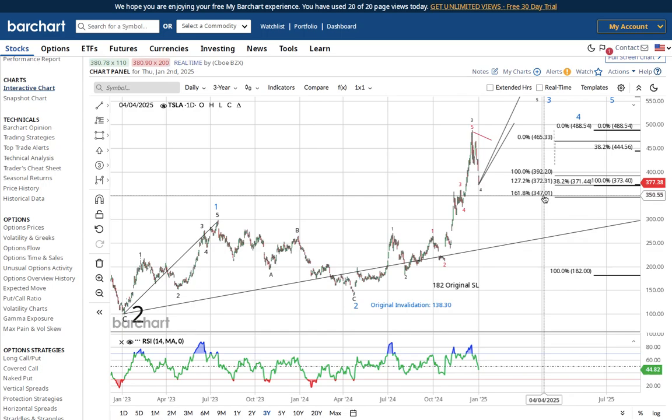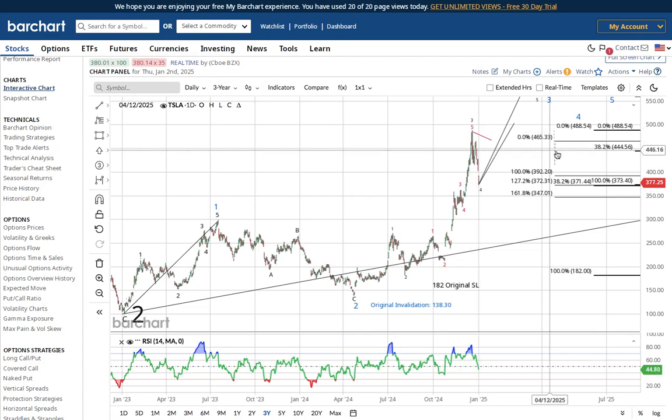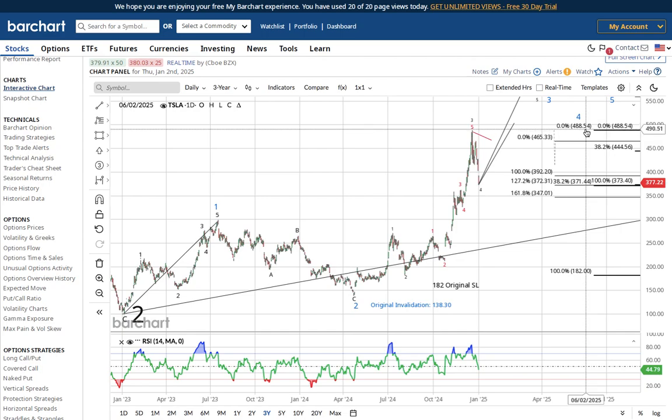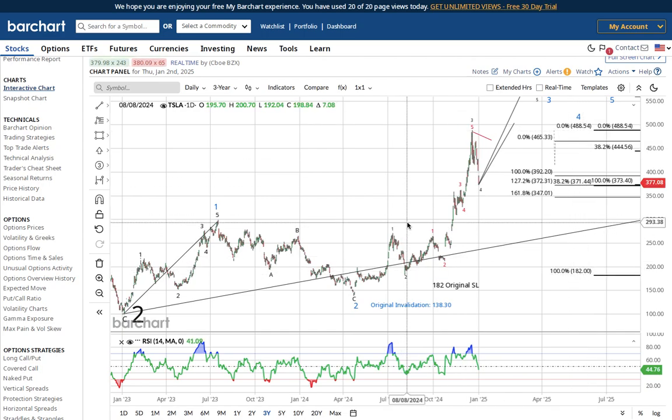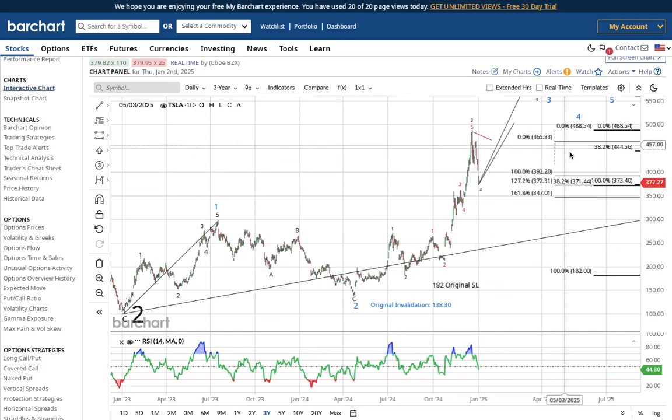And above that, at bare minimum, a new all-time high is expected above this wave 3 high. We'll get into the wave 5 targets in a second. What these fibs are showing from 488.54 to 182 is I've measured the entire length of this rally. So I'm showing that the 38.2% retracement is right where Tesla is. That's the ideal place for wave 4 to end.